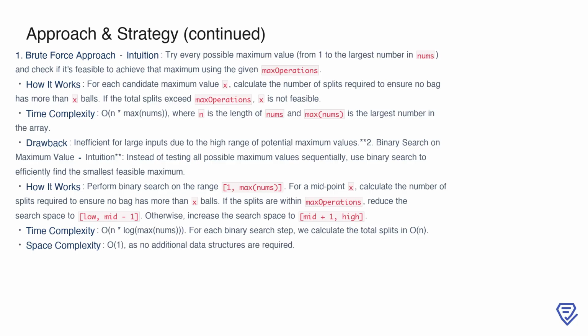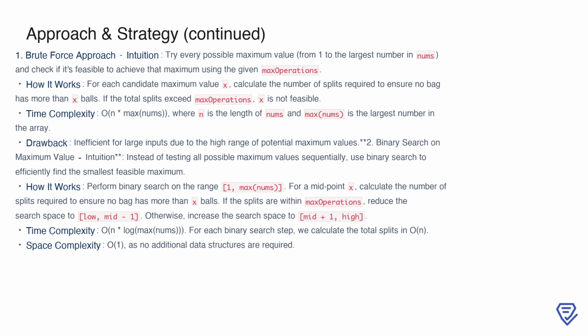If the required splits surpass the allowed max operations, then that candidate value is not feasible. However, the drawback of brute force is its inefficiency. Since it involves testing a large range of values and performing calculations for each, its time complexity is proportional to the product of the array size and the largest number in the array, making it impractical for larger inputs.